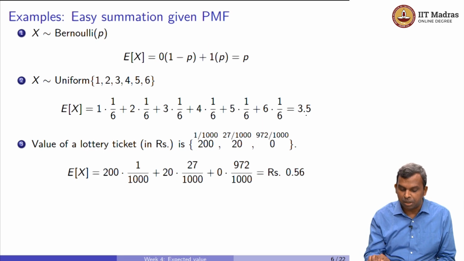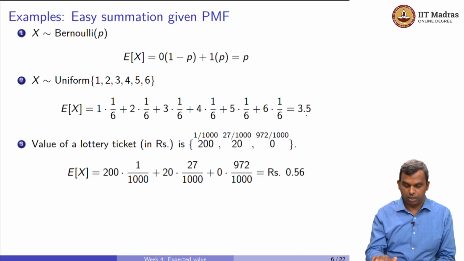So here is a random variable which takes the value 200 with probability 1 by 1000, 20 with probability 27 by 1000, 0 with probability 972 by 1000. So you just take the value, multiply with the probability with which the random variable takes the value, and add it all up, you get 0.56 as the total expected value of a lottery ticket.